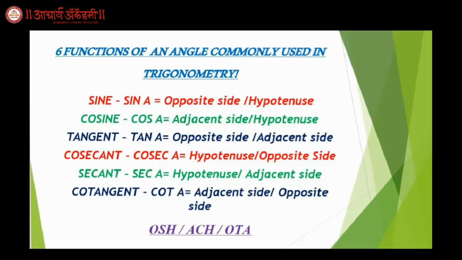Similarly, in the second group ACH, C stands for cos, A stands for adjacent side and H stands for hypotenuse. So we can find the value of cos A from this, that is A upon H, or adjacent side upon hypotenuse. Similarly, OTA, our third group. So the value of tan A is opposite side upon adjacent side. That is, O stands for opposite and A stands for adjacent.